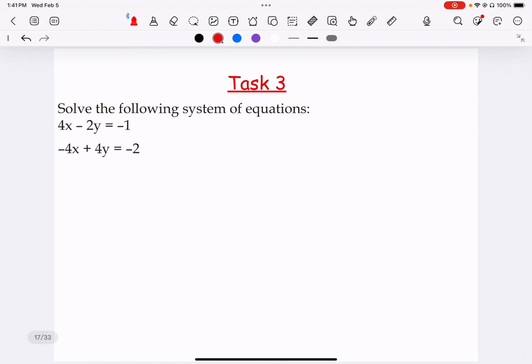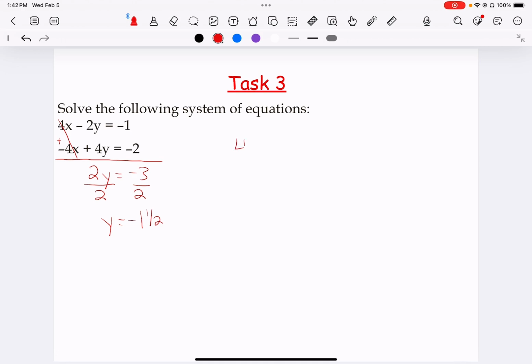Solve this system of equations. Now I notice my x's have the same coefficient. I'm just looking at the number, not the sign at first. So that's going to be my variable that gets eliminated. Now since they're different signs, I'm going to add my two equations. 4x plus negative 4x is 0, so it becomes eliminated. Negative 2 plus 4 is 2y, and negative 1 plus negative 2 is negative 3. So I divide both sides by 2, and I'm left with y is equal to negative 1.5.